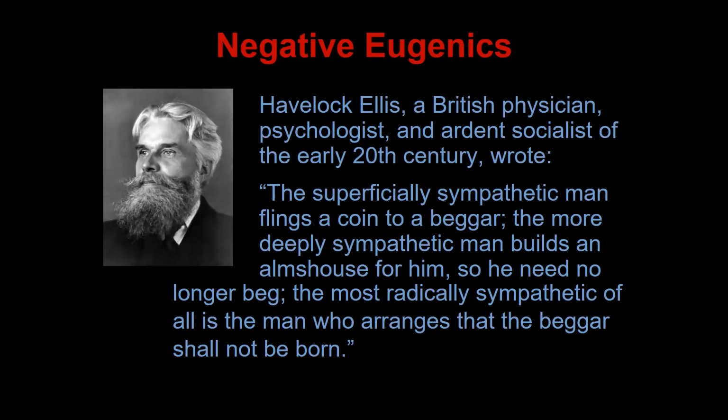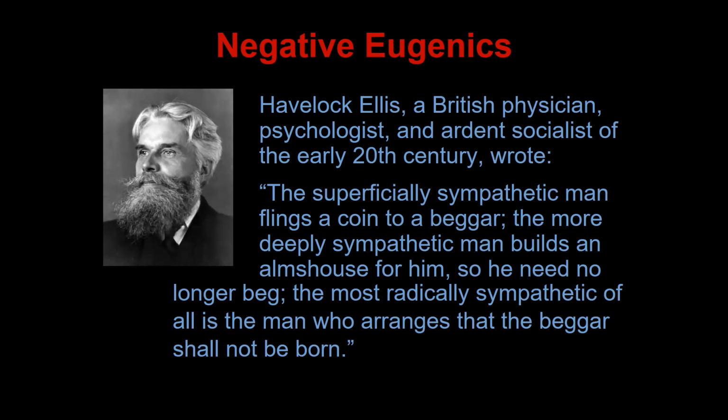Havelock Ellis, he was a British physician, a psychologist, and an ardent socialist in the early 20th century. He had this to say, and this is how negative eugenics is captured. He says, "The superficially sympathetic man flicks a coin to a beggar. The more deeply sympathetic man builds an almshouse for him, so he need no longer beg. The most radically sympathetic of all is the man who arranges that the beggar shall not be born."